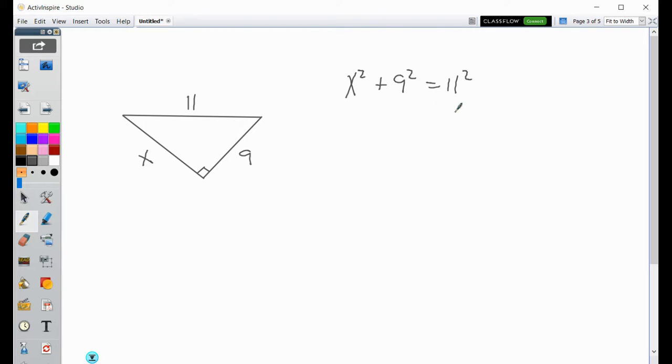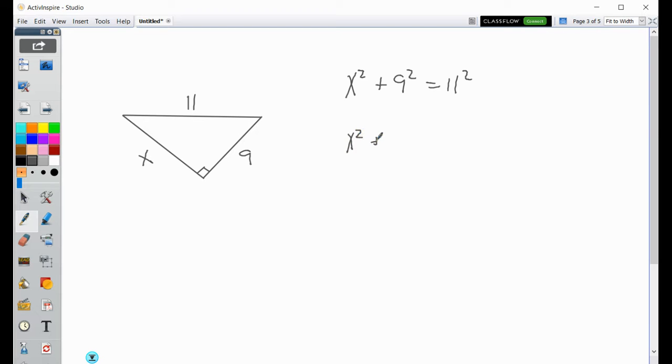Okay, x squared plus 9 squared equals 11 squared. Notice that in this case, the x doesn't always go over there. The x goes where it is in the problem. So since it's a leg, it needs to go here. It could have gone here. I could have done 9 squared plus x squared, would have still been okay.